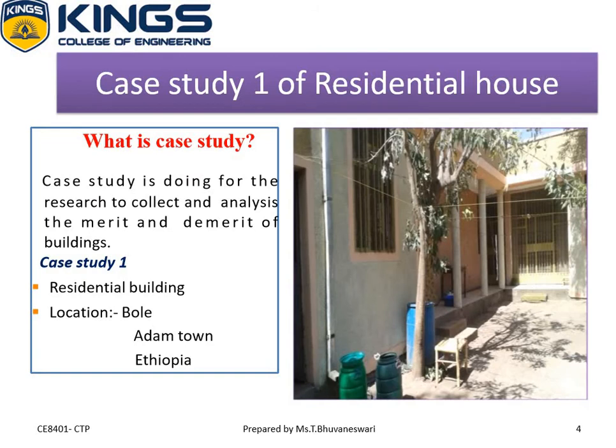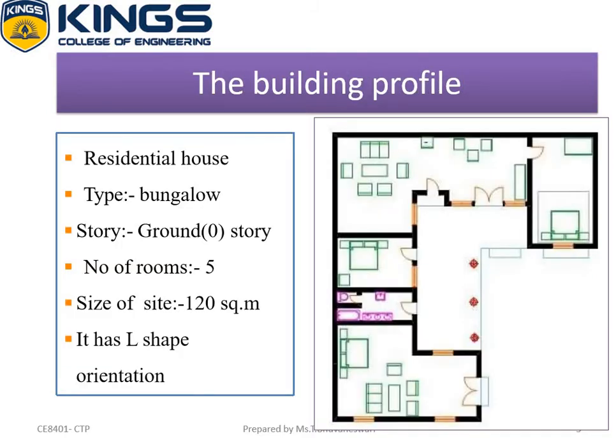First, we should know what a case study is. A case study is research done to collect and analyze the merits and demerits of buildings. So first we start with case study 1, a residential building located in Ethiopia. Here we can see all the merits and demerits of this house and the building profile. In the building profile, it is a residential house.